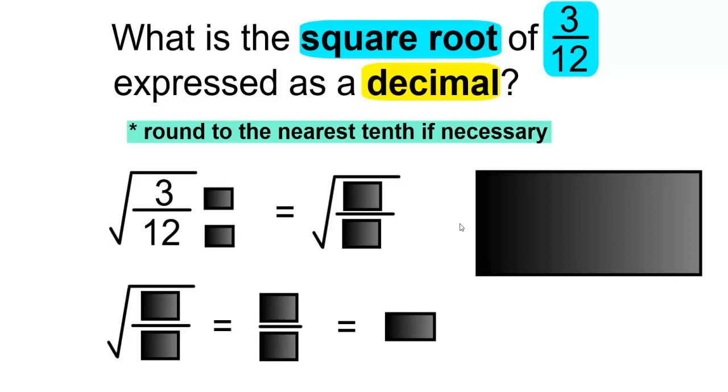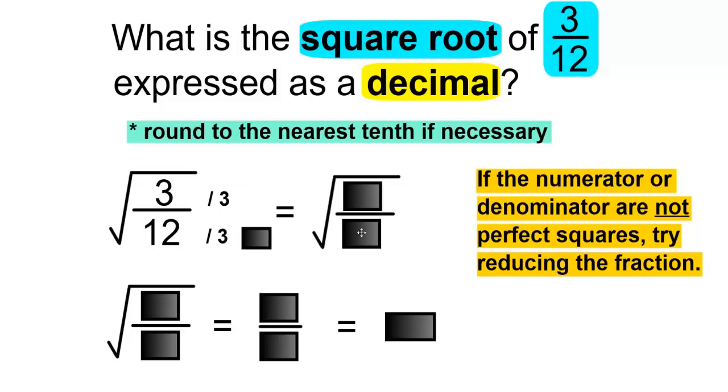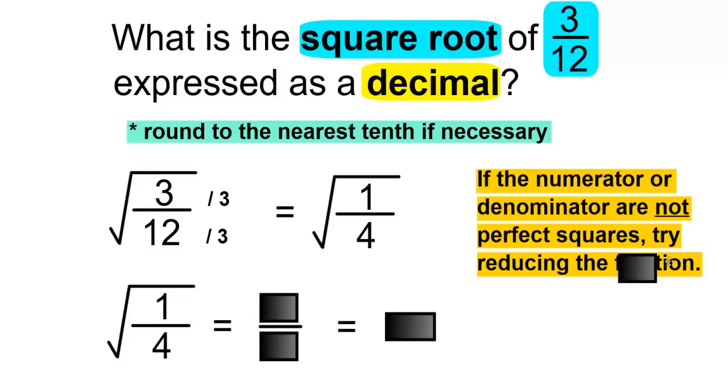3 or 12 are not perfect squares. If the numerator or denominator are not perfect squares, try reducing the fraction. Both 3 and 12 can be divided by 3. 3 divided by 3 is 1, and 12 divided by 3 is 4. So now we have the square root of 1 over 4.